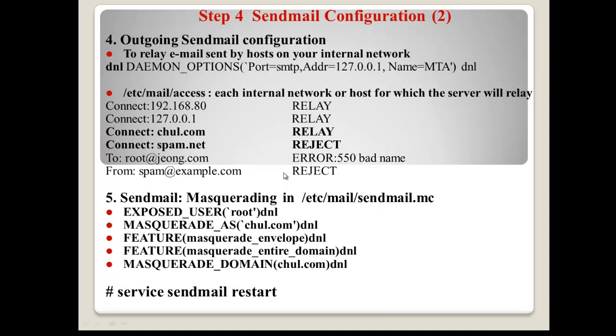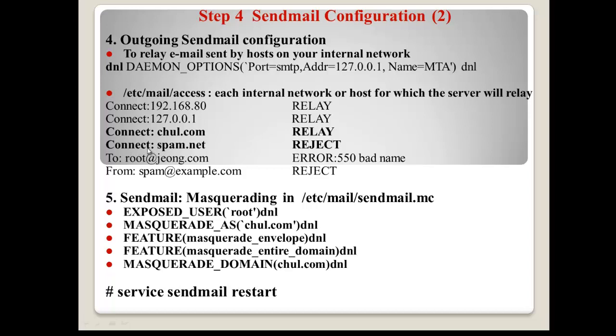And number 4, outgoing sendmail configuration. Also here, sendmail.mc. Here you have to put dnl like this. And the next file, /etc/mail/access. So here you can use a kind of access control for the mail server. For example, in my case, I put like this 192.168.80, this will be my network address to use the mail server, and 127.0.0.1 the localhost. Here the relay, and in my case chal.com, this is my main domain, so I will permit relay.